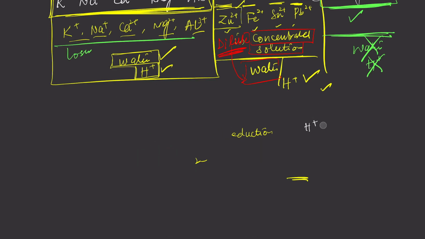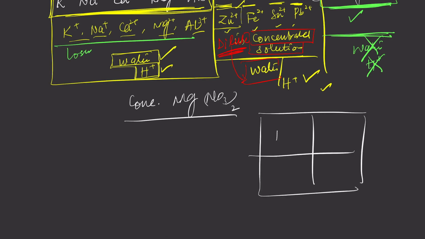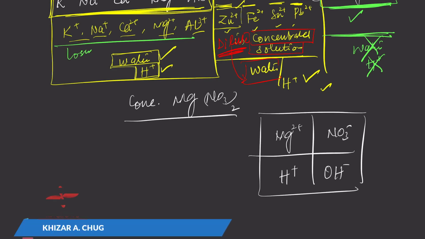Come towards another example. Let's suppose we have a concentrated solution of magnesium nitrate. So once again check the total types of ions over there: magnesium ions, nitrate ions, H positive ion, and OH negative ion.